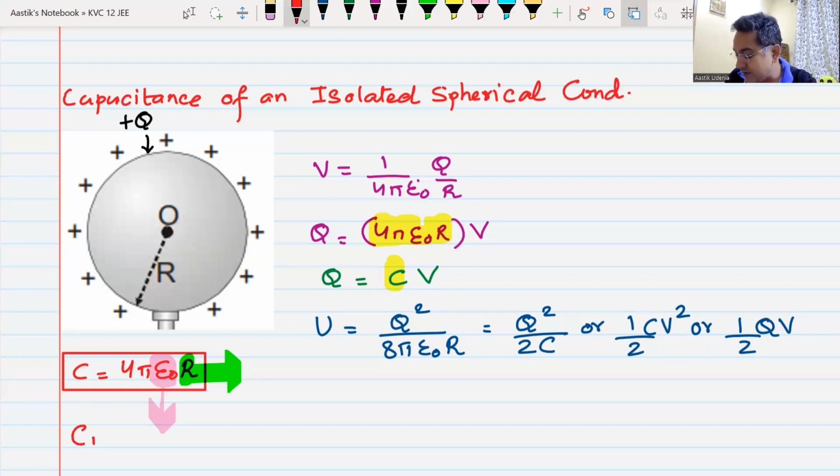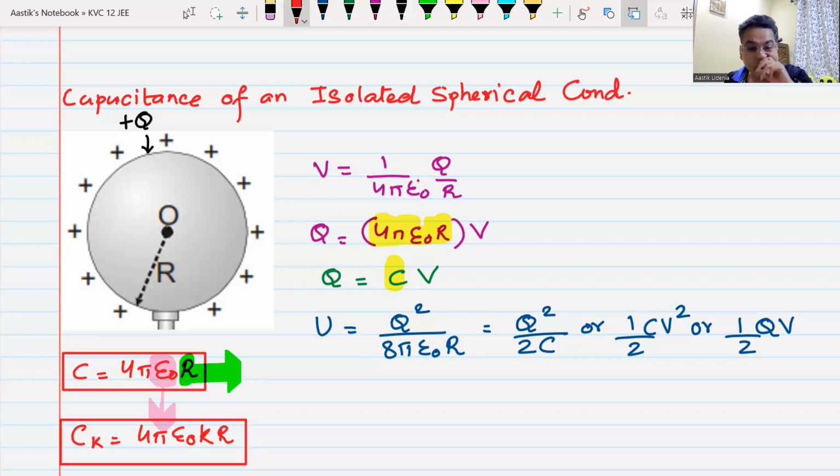If it is surrounded by a medium of dielectric constant K, the capacitance will become 4 pi epsilon naught into K into R. Is it clear to everyone? Yes, sir. So this will be the dielectric constant. And this dielectric constant is going to come a lot of time in this chapter, more than what it came in the previous chapter.